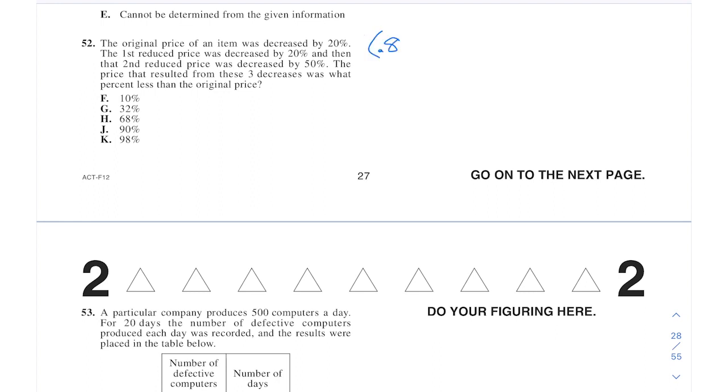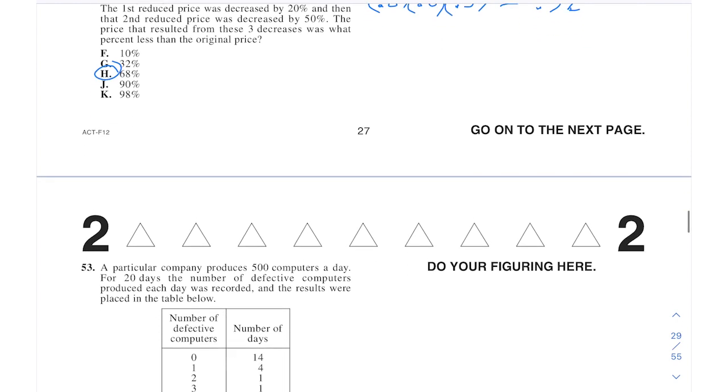Decreased by 20, and then decreased by 20 again, and then decreased by 50. So that's, let's see, 64 times 5 would be 320. Which is 32%, so it was reduced by 68%. Okay.